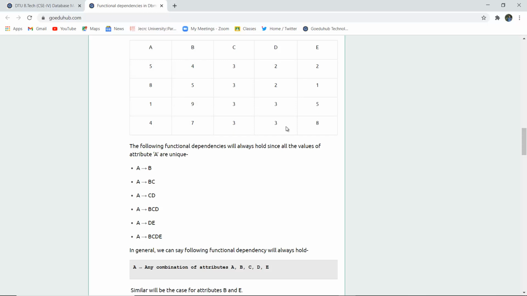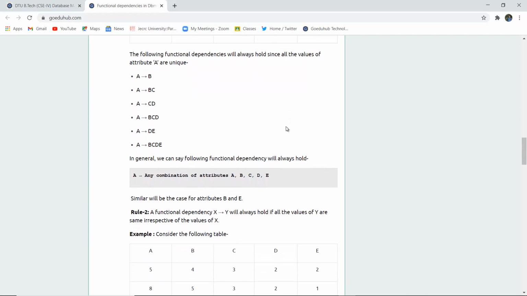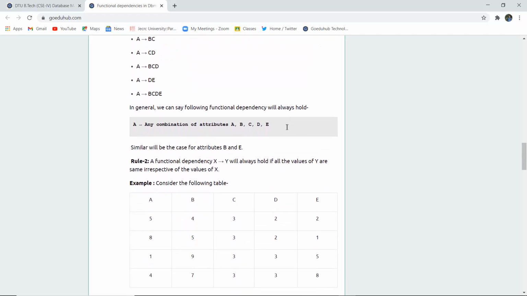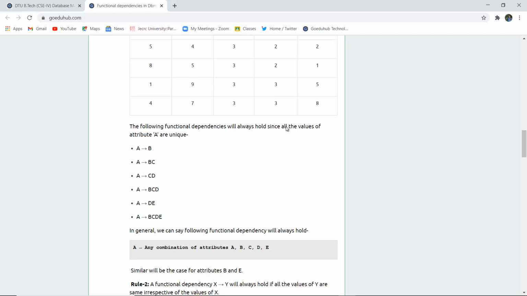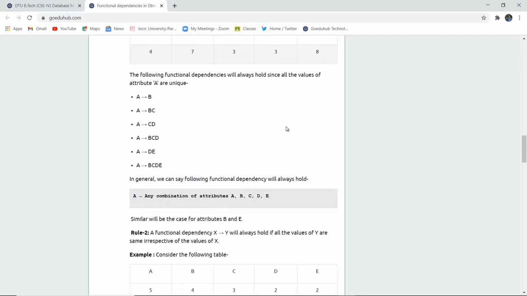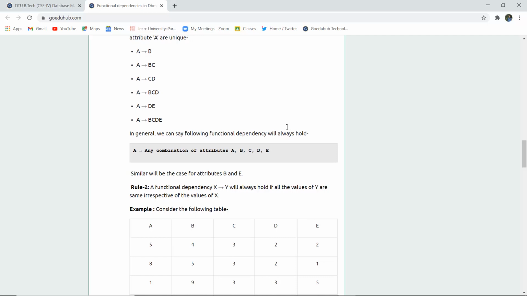That is, A gets to BC, A gets to B, C, D, B, C, D, D, E, and B, C, D, E. So these are all the functional dependencies. They are the dependent attributes. So in general, we can say that the following dependency will always hold true. That is, A is any combination of attributes of A, B, C, D, E, which is true. Any combination of attributes of A, B, C, D, E gets to A. Similarly, in the case of attributes B and E also, any combination of such attributes gets to B and E also.